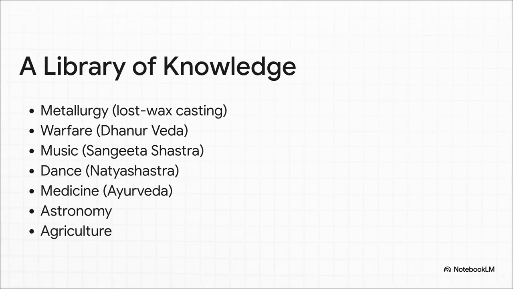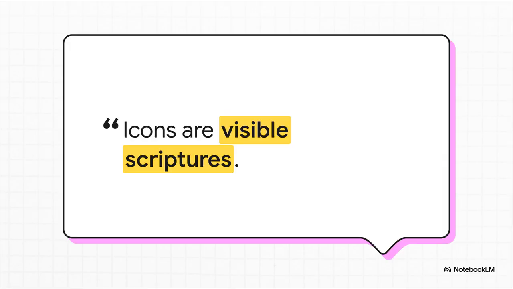I mean, just look at this list. It's basically a library of an entire civilization's knowledge, frozen in art. We learn about metallurgy from how a statue was cast, warfare from the weapons they're holding, music, dance, even medicine and astronomy. It is all there. It's a complete record of a society's achievements. And that brings us to what might be the single most important idea in this whole explainer. Icons are, quite literally, visible scriptures. They're a library for everyone, whether you could read or not, communicating these complex ideas about philosophy, myth, and history in a universal visual language.